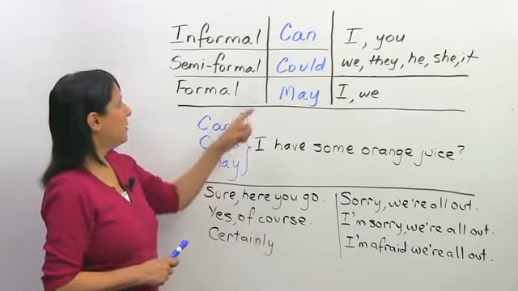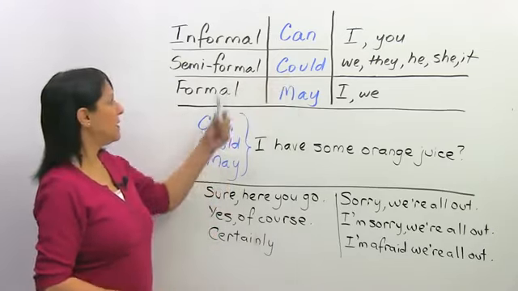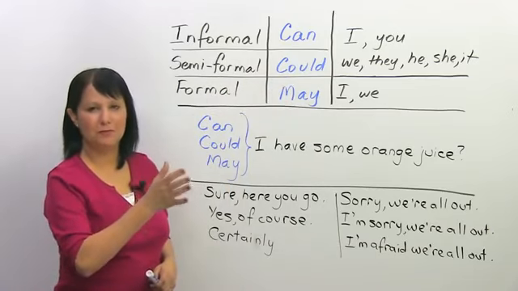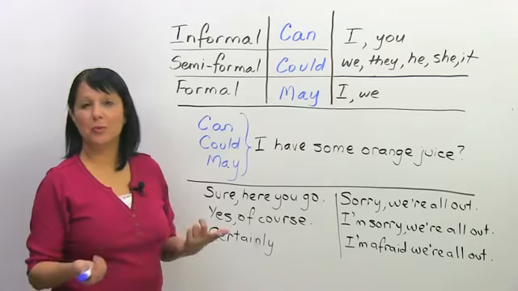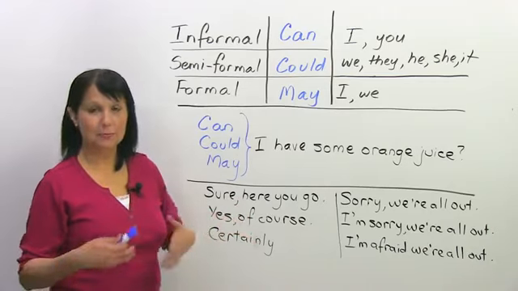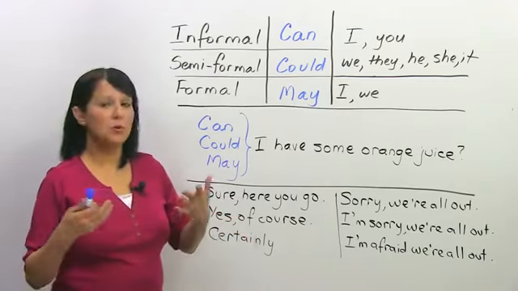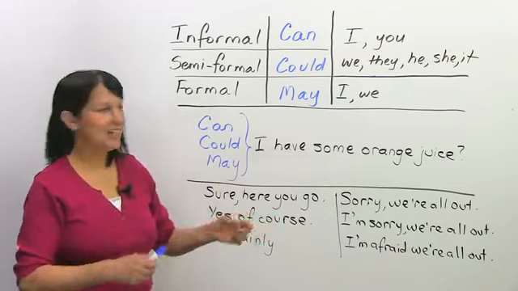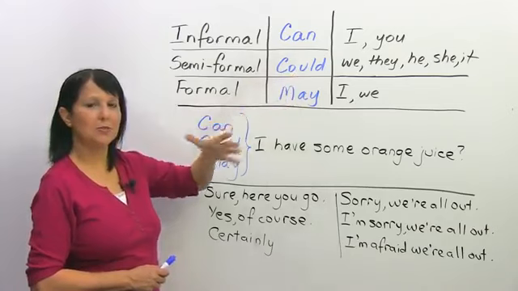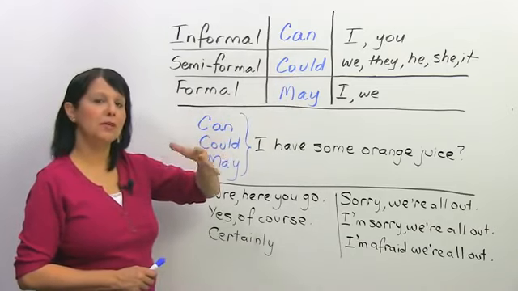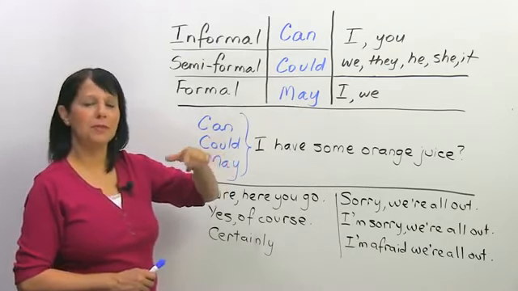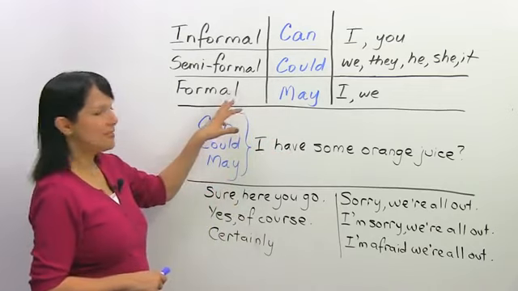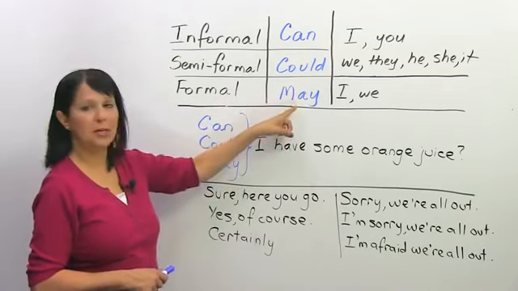We use could in more semi-formal situations. Semi-formal means a little bit formal. For example, with your colleagues, people you work with, with your hairdresser perhaps, or with a salesperson in a store. There we could use could. So we kind of know that person, or we don't know that person too well, but it's not a very formal situation.